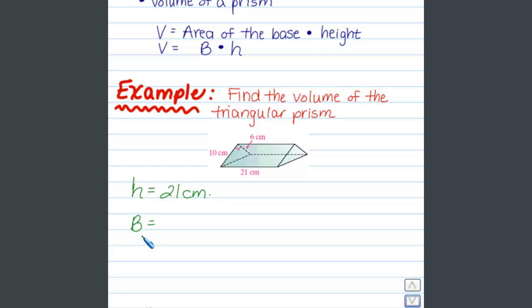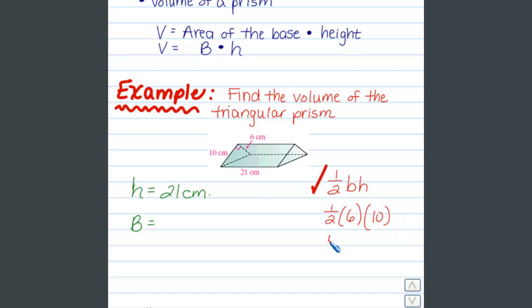The next thing that we need to take a look at is the value for B. Remember, B is the area of our base. We are working with a triangular prism, so our base is going to be a triangle. So we need to find the area of the triangle, that's our base. Remember, area of a triangle is found by taking 1/2 times the base times the height. We know that the area is equal to 1/2 times the base times the height. The base of our triangle will be 6 centimeters, and the height of our triangle will be 10 centimeters.